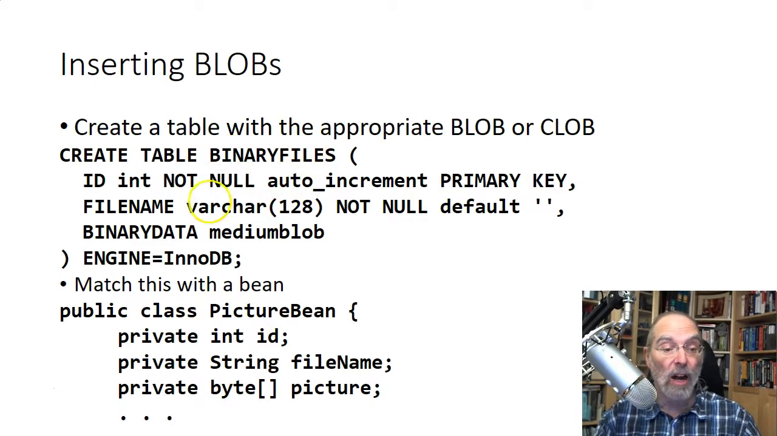And then of course comes our binary data. Here we can see we're using the medium blob type. So this gives us a maximum of about 16 million bytes. That should be more than enough for whatever we're doing. Now, we need to match this with a bean. So, the primary key an ID, the file name is a string, but for binary objects, we always use an array of bytes. So here we declare that our picture is going to be just that, a byte array.